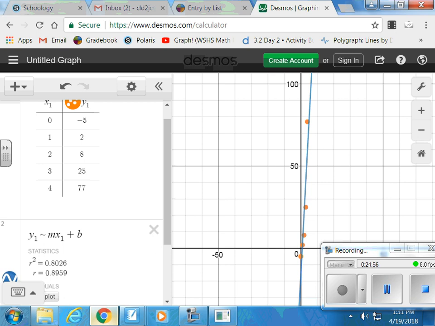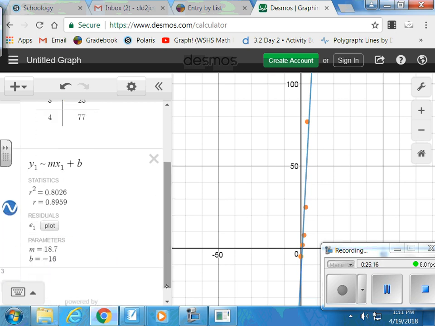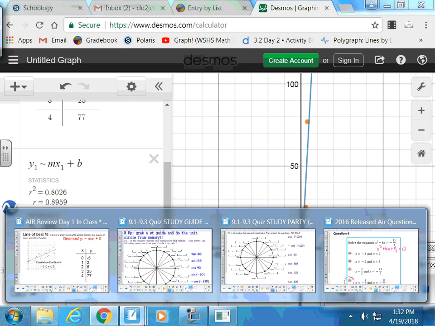This R value will tell you how good of a fit it is. A 0.895 fit would be like an 89.5% fit. So it's an okay fit. I'd like to see a 99% fit. That's because our data is not the best. But I could write the equation out. Y equals, and they're going to give you the slope and the intercept. Y equals 18.7x minus 16. They give you the slope and the intercept right there on the computer. Cool. All right, so let's head back over here.